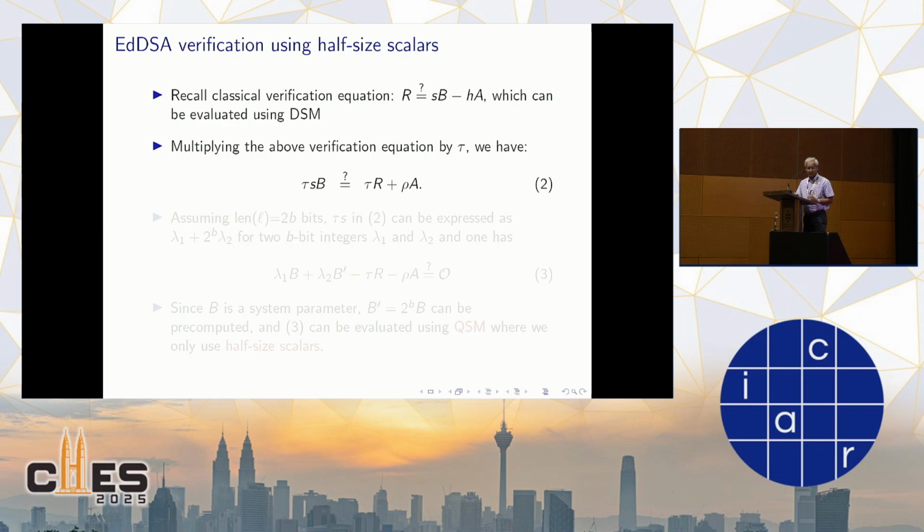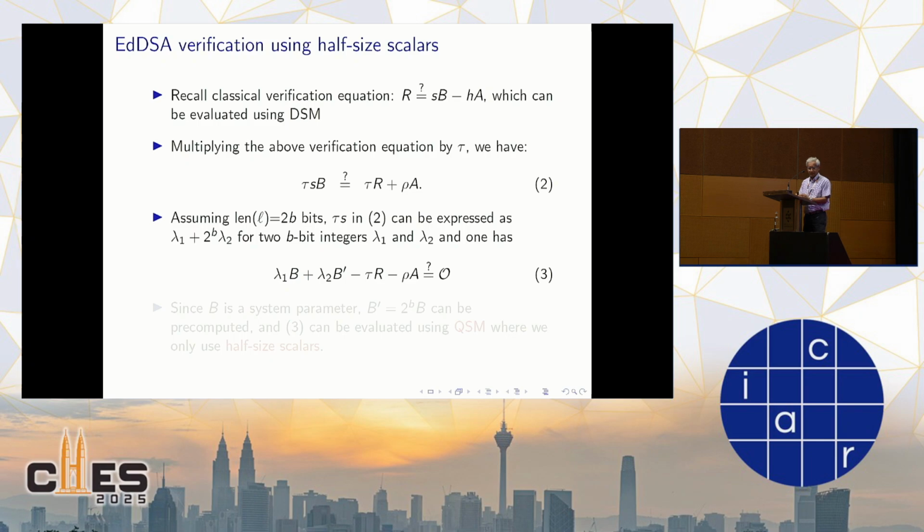what you obtain. The important thing to note in equation 2 is that both scalars, tau and rho, are half-size scalars. And what we have at the left, B is a system parameter, the base point, so there could be pre-computation done for the left-hand side. But we could do a little bit better.